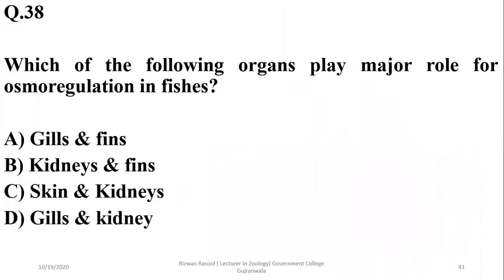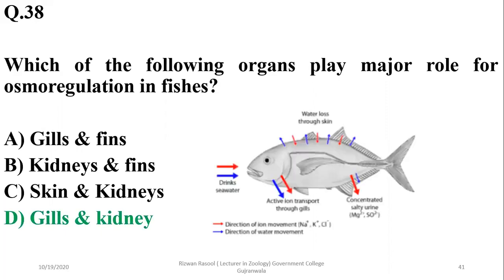Which of the following organs play a major role for osmoregulation in fishes? Fishes osmoregulate through gills or kidneys. So right option over here will be delta. For removal or uptake of salts, they use two types of structures, gills and kidneys.